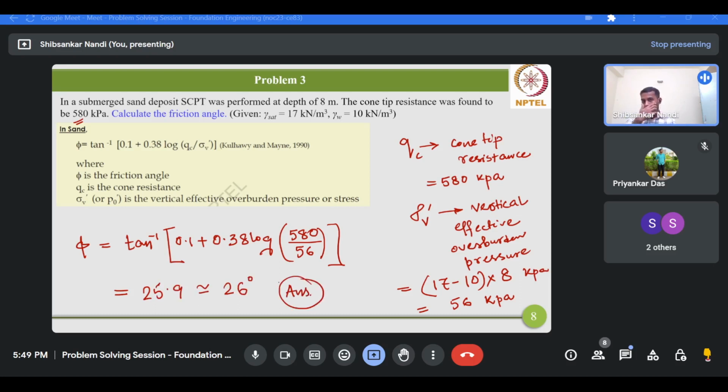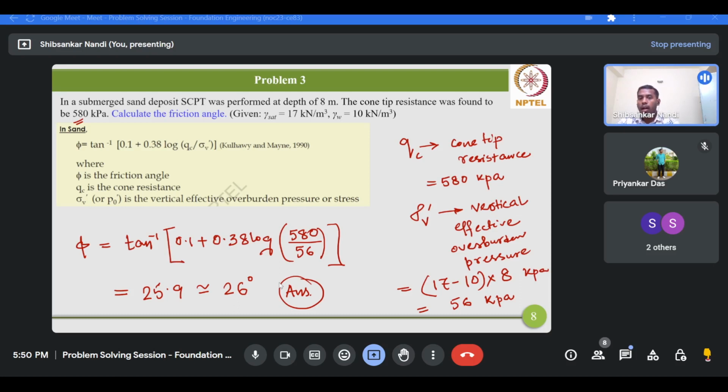Okay, so again this is an example by which we can understand how we can correlate the SCPT test data with the friction angle, shear strength parameters of soil. So here we are basically taking the reference of sand deposit, that is cohesionless soil. Similarly, we can utilize the cone tip resistance data for the cohesive soil also, for determining the undrained cohesion of cohesive soil. Okay, so please check.